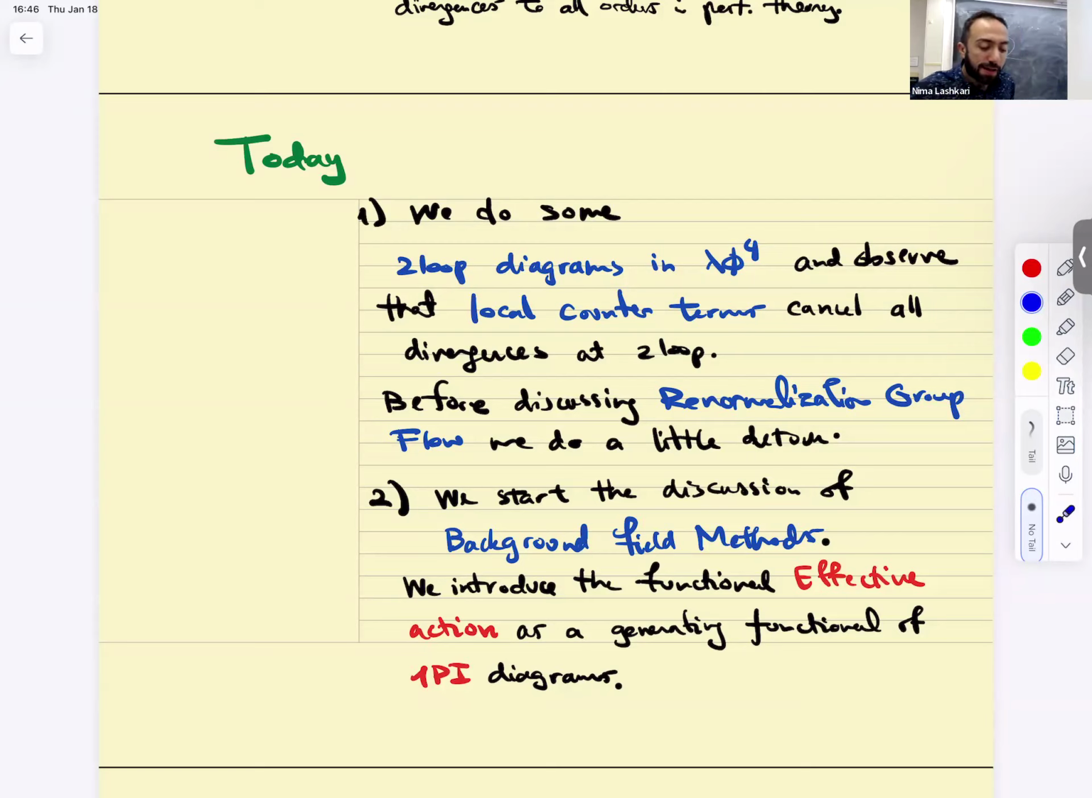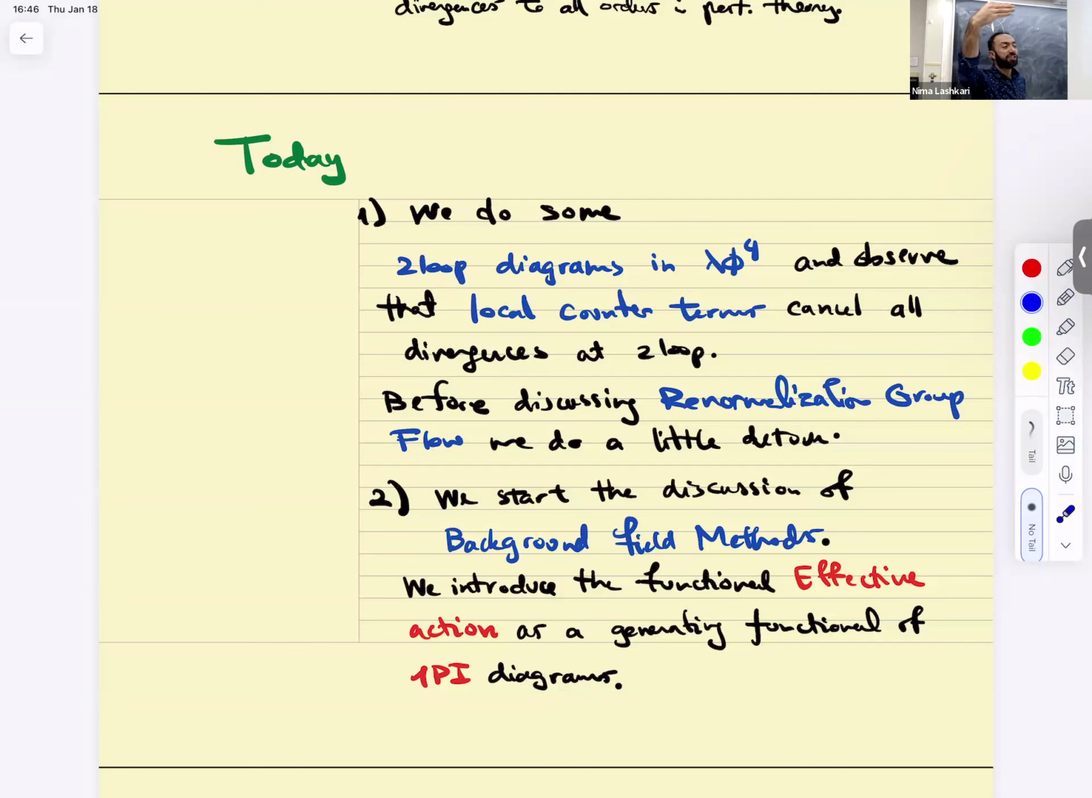So here we go. In part 2 of today's lecture, we're going to start the discussion of background field methods, and the key idea is going to be introducing a generating functional we're going to call the effective action. It's a generating functional for 1PI diagrams. I'll try to motivate this even better. By now you know two generating functionals. The partition function, which we call Z of J.